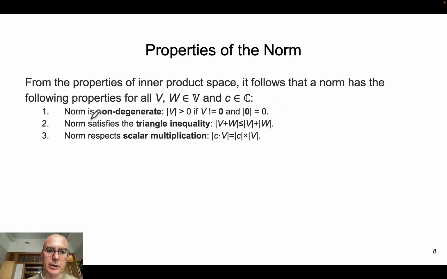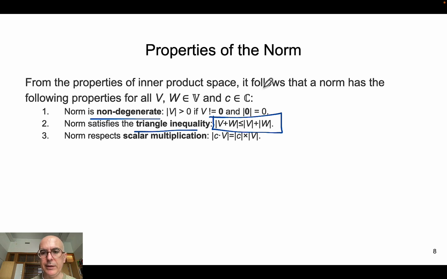Also, the norm must respect some properties. Norm is non-degenerate. It must obey this very important triangle inequality. That is, the norm of the sum of two vectors, v plus w, must be less than or equal to the sum of the norms of the two vectors that we see here. And this is called the triangle inequality. And finally, it needs to respect scalar multiplication.